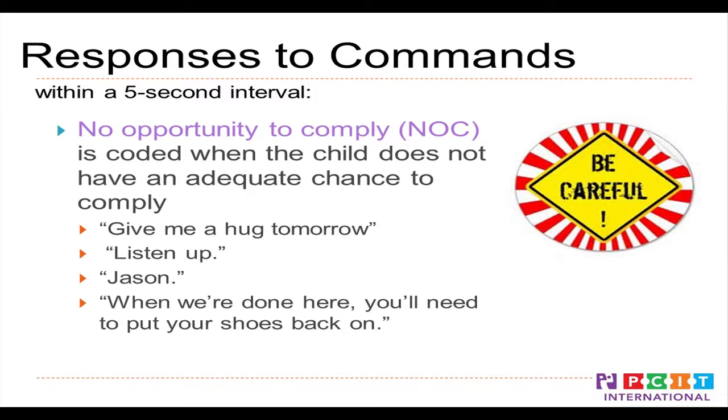Okay. And it could also be that they're saying things where there's really no way for us to know if the child is complying or not, like pay attention, listen up. Those are coded as no opportunity to comply because we have no opportunity to code whether or not they complied, because we just can't tell if they're doing those things. Things like calling the child's name can make a big difference. Say, Jennifer, is going to be an indirect command, and there's no way for us to know if they respond to that, so it's coded as no opportunity to comply.